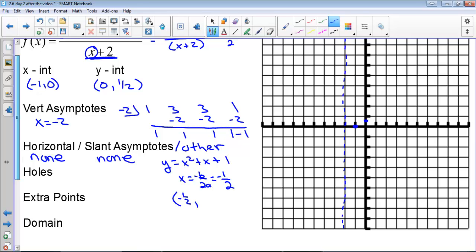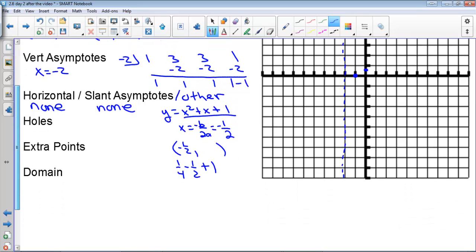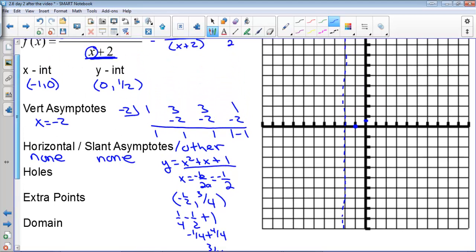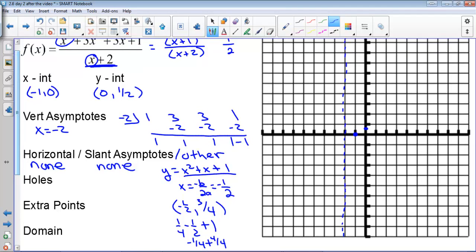So negative 1/2 comma, well, you get the something by plugging it back into the original, which is 1/4 minus 1/2 plus 1. 1/4 minus 2/4 is negative 1/4 plus 1 is 4/4. So it looks like 3/4. 3/4. That is the vertex of the parabola. So negative 1/2, let's do this in another color. Negative 1/2, 3/4. It's about right there.